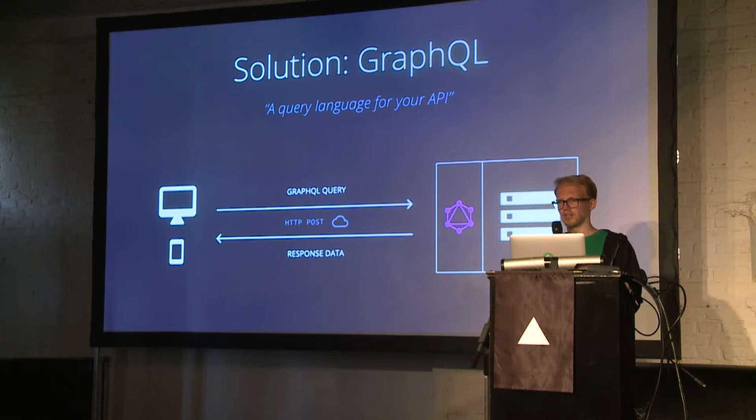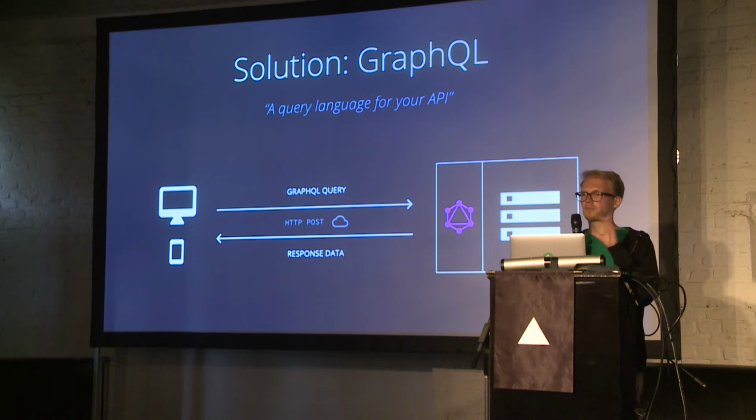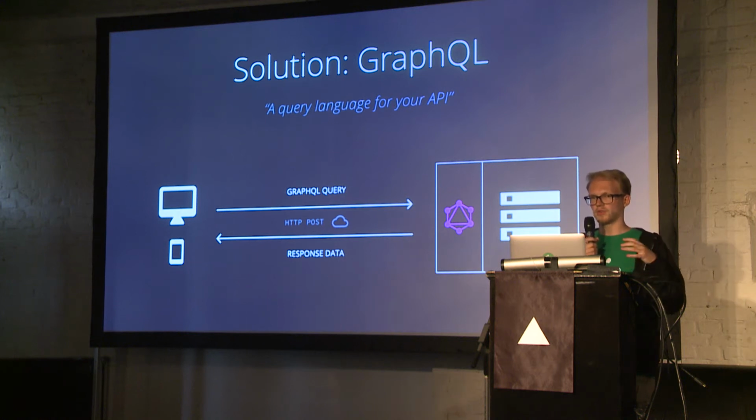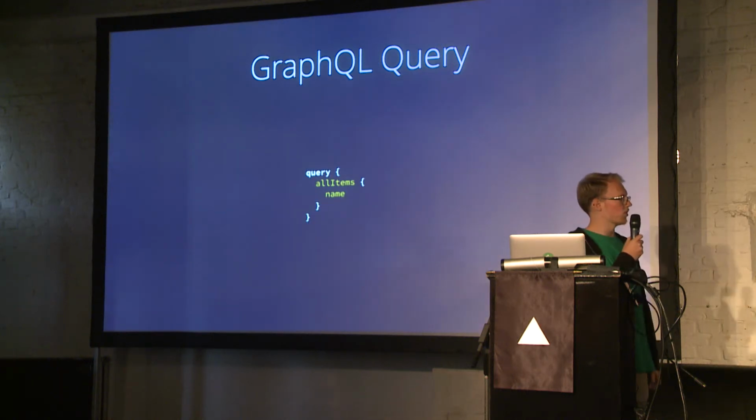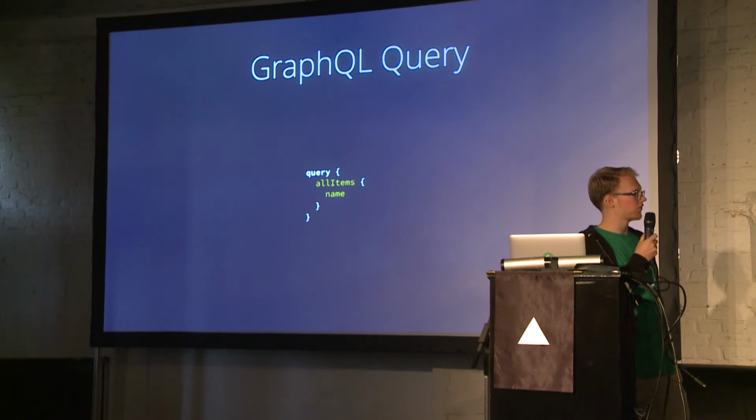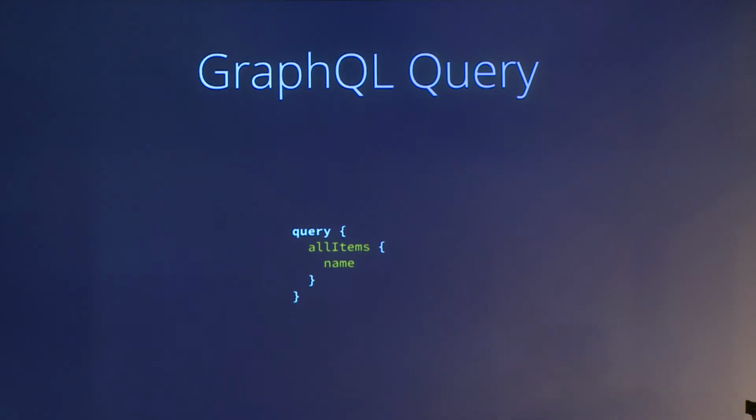Think about it like this: you have a SQL database. For a SQL database, you don't have a lot of endpoints, but you have one endpoint where you send your SQL queries to. GraphQL is very similar in that sense, just that your queries actually look super simple. This is what a GraphQL query could look like. I think it's fairly intuitive to think about it like JSON, but just the keys.